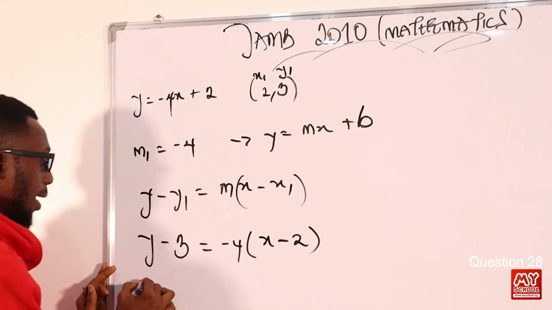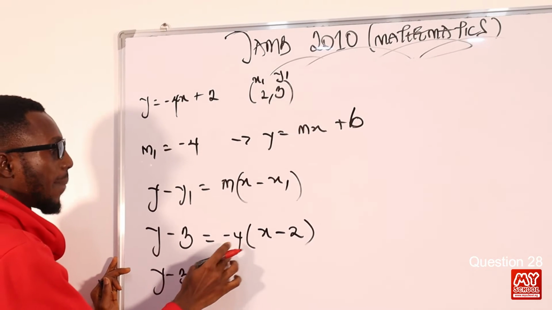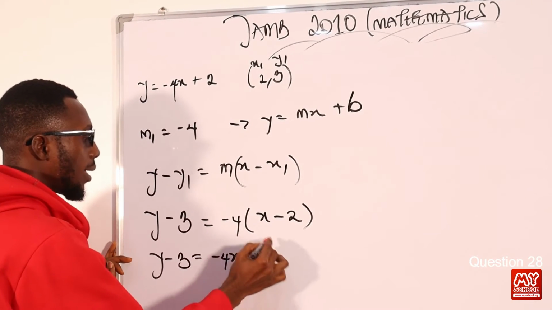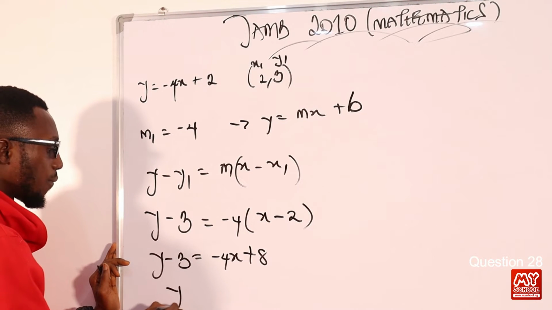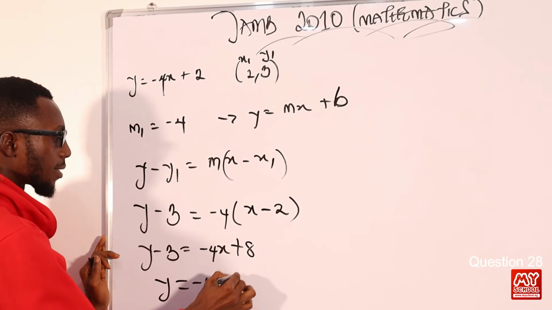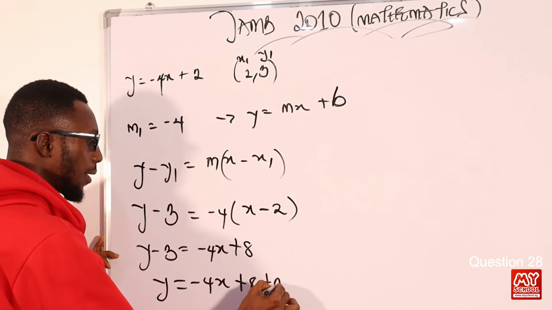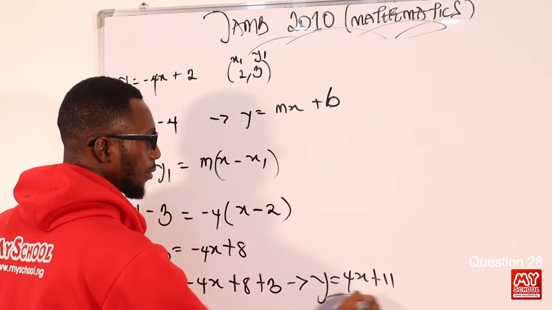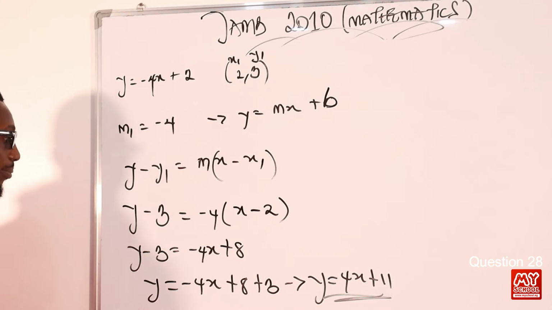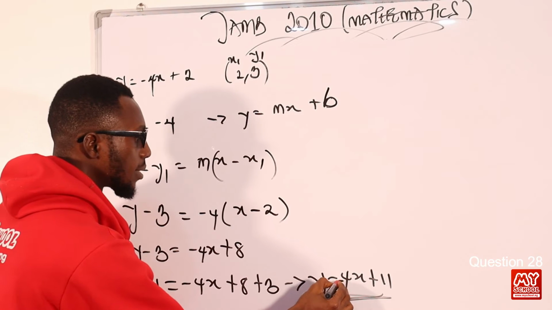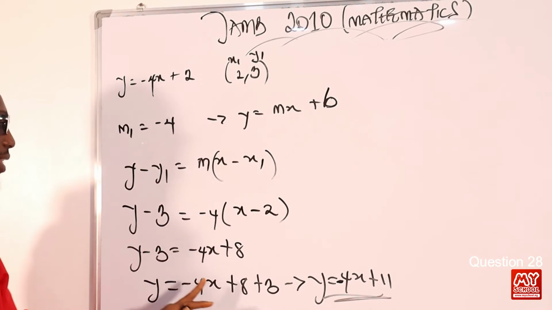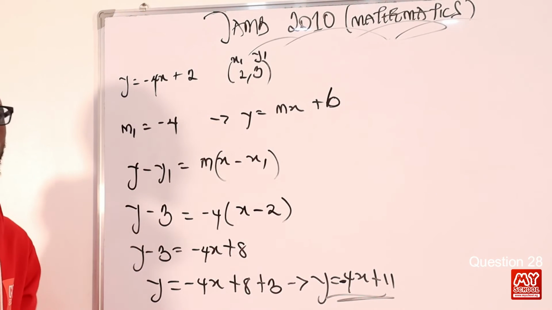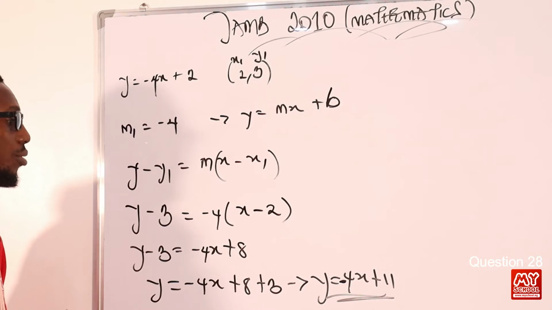So let's expand the brackets. Minus 4 times x, I have minus 4x. Minus 4 times minus 2, I have plus 8. If I send this over, I have y equals minus 4x plus 8 plus 3, and that should give me y equals minus 4x plus 11. Please, let's not neglect the sign. The gradient here is minus 4, the gradient here as well is minus 4. So this accounts for these equations being parallel.